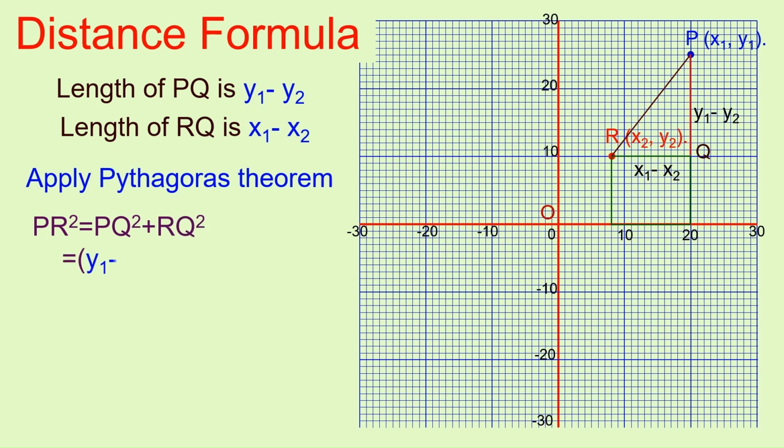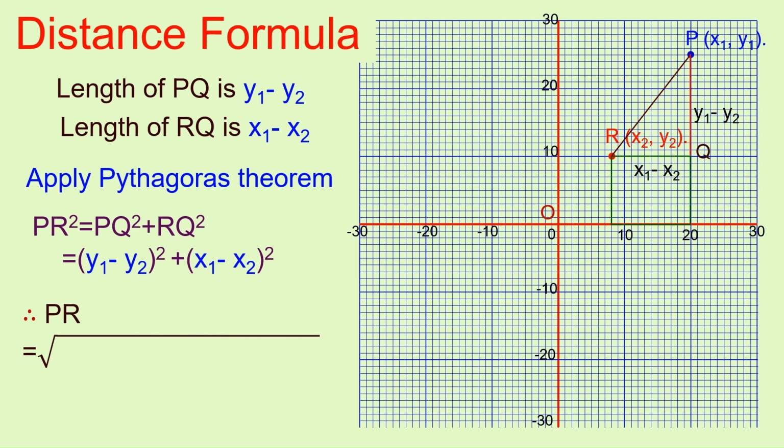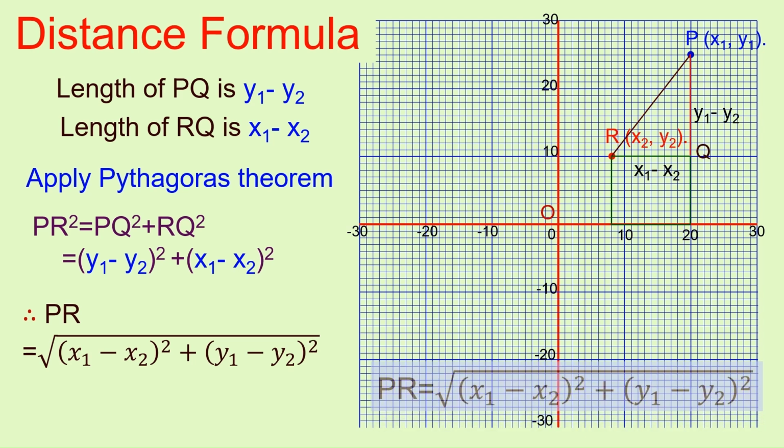Follow the steps and apply Pythagoras' theorem to determine PR. Therefore PR equals square root of (x1 minus x2) whole squared plus (y1 minus y2) whole squared.